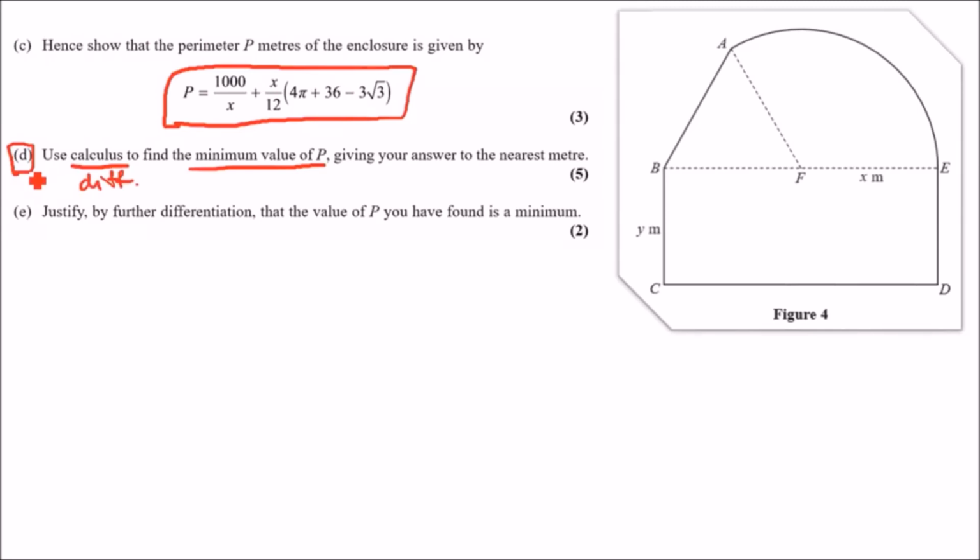For that value of x, we're going to assume that it's a minimum, and of course to prove it, we need to do part E for that. Find the value of x, substitute in this equation, and find the value of p, which will give us the minimum value of p. So here we go.